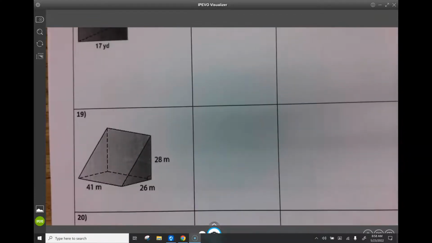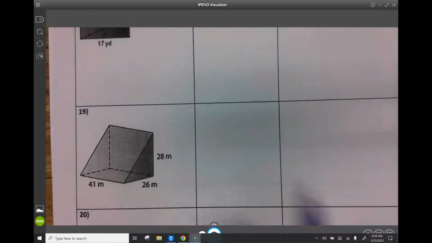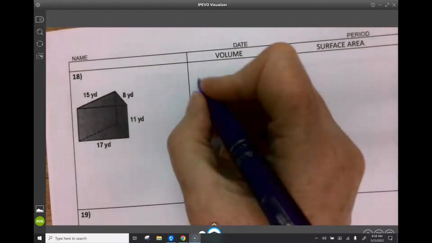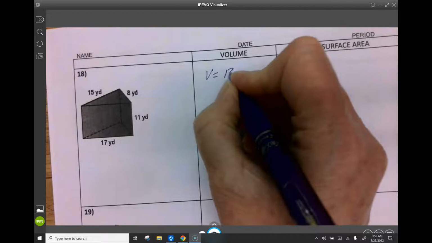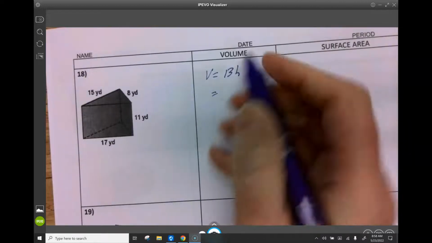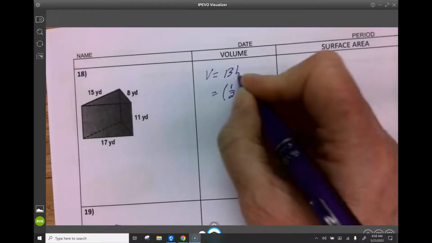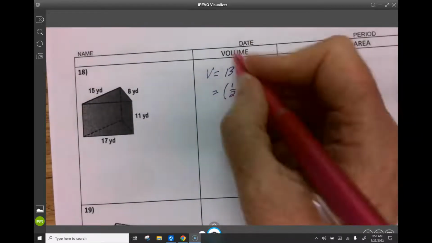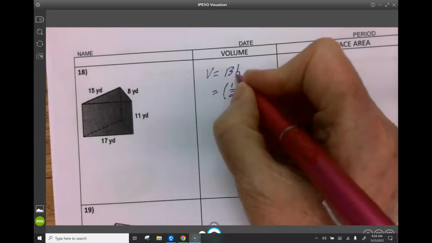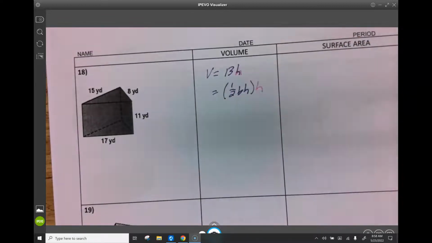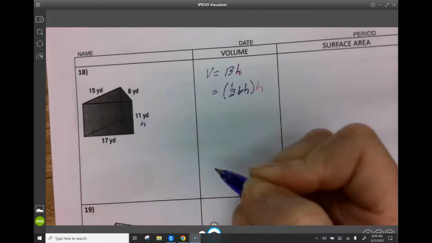Now we have a triangular prism. Okay, the next 3 are triangular prisms. To find volume, if it's a prism, I'm still going to take area of the base times the height. But my base this time is a triangle. And then my height, this height right here, is the height of the entire prism. Okay, so just so that you realize that's a different height. And my height here is 11.